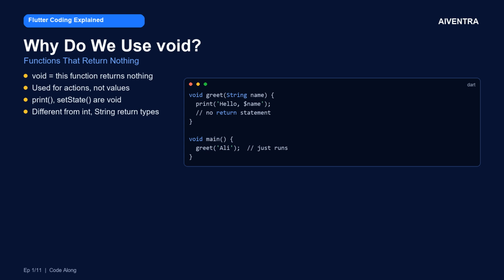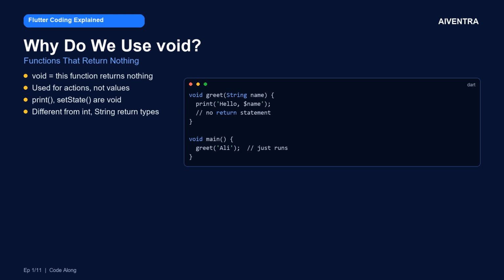When you write a function in Dart, you must tell the computer what that function gives back. Sometimes a function gives back a number, like int. Sometimes it gives back text, like string. But many functions do not give anything back. They just do an action. That is when we use void. Void literally means this function returns nothing.